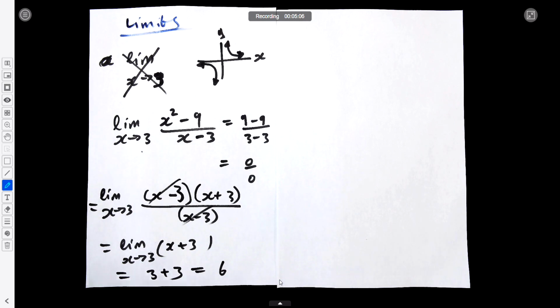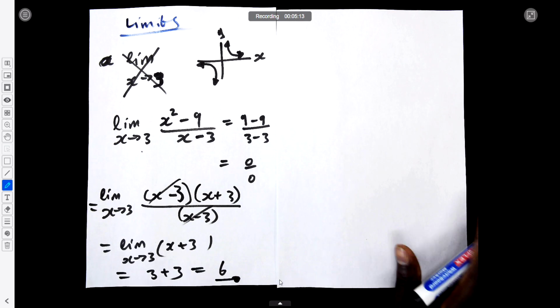So that is the limit of the function at 6. The limit of the function is 6. So I hope it's clear how we do apply a limit.